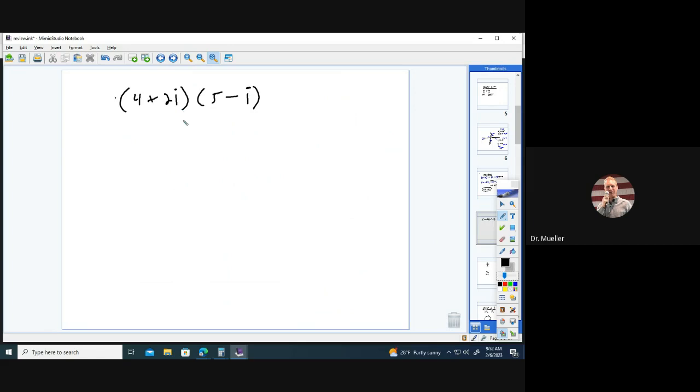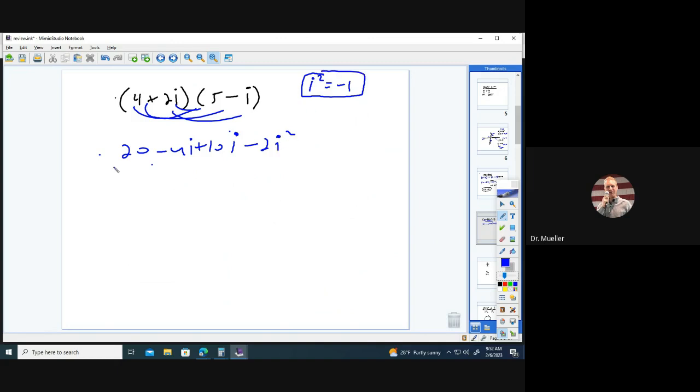Here we have to FOIL it out because we're multiplying. So we got 4 times 5, which is 20. 4 times negative i, which is minus 4i. 2i times 5 is 10i. And then 2i times negative i is minus 2i squared. So the only thing we need to remember to do here is if we have i squared, that's the same as negative 1, right? And that means we're going to change this to a negative 1.